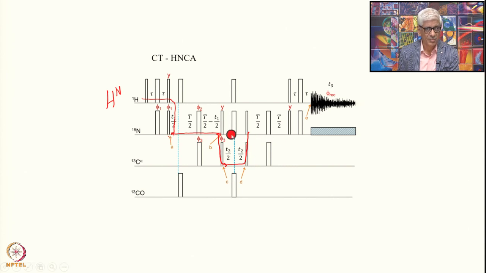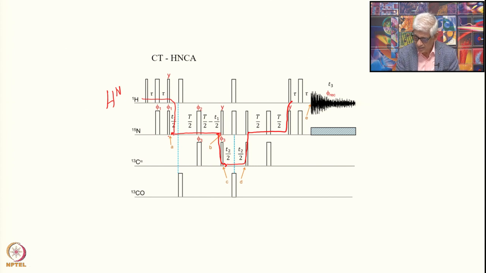This is the same constant time as here. T, the total period from here to here, is T, and during this time certain refocusing things will happen, and it is on the nitrogen. The magnetization is on the nitrogen, and then it flows through the nitrogen until here, and then it goes back to proton. During this period there is a refocusing of the amide proton chemical shifts, which is antiphase there, and you produce at this point in-phase proton magnetization so that they can detect here.